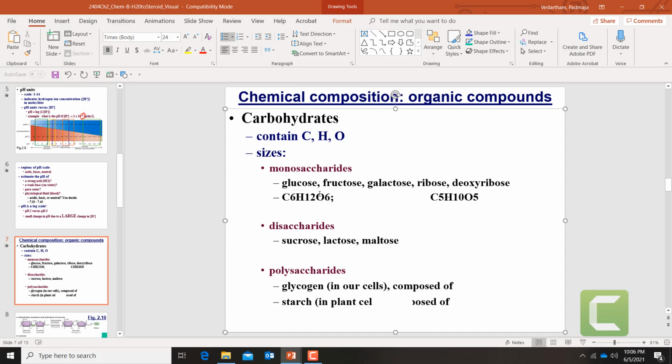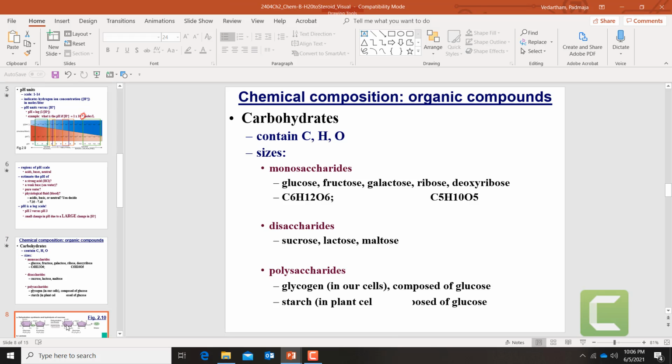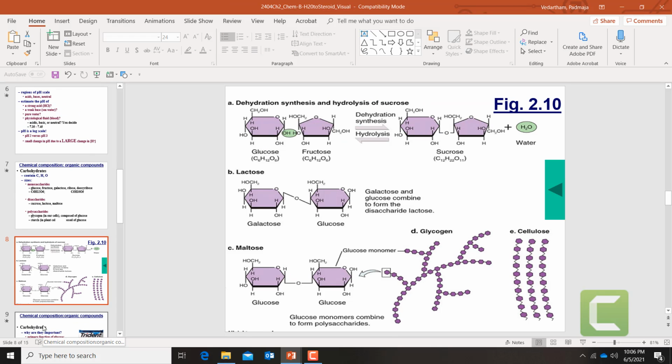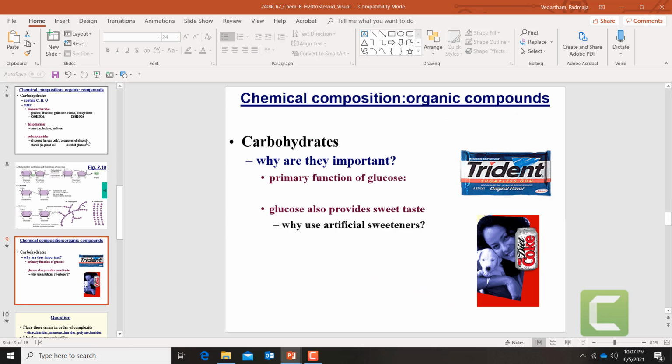Disaccharides: when two of these monosaccharides combine, they form disaccharides. Sucrose, lactose, maltose are made up of glucose, fructose, and galactose. So these are disaccharides. Polysaccharides, glycogen in our cells, are composed of many parts of glucose, and then we have starch, which is also made up of glucose. These are some of the molecules. I don't want to go through that because you really don't need that at this time.